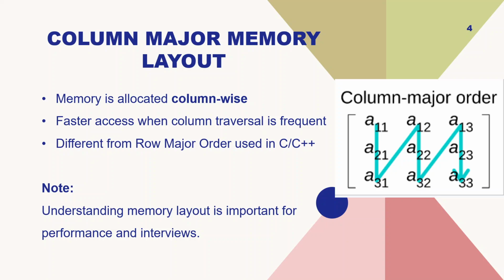Because of this layout, column-wise traversal is faster compared to row-wise traversal. This is different from row major order, which is used in C and C++. So the memory layout directly affects performance, especially when we access the array frequently. Understanding the memory layout is very important for performance optimization and interview questions.